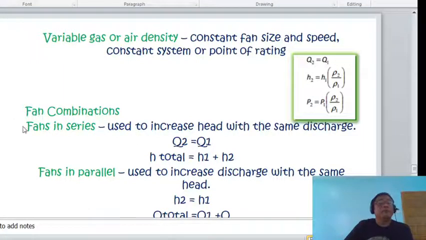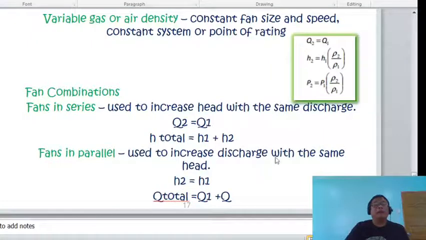Another is fan combination, fans in series. If the installation of fans is in series, Q sub 2 is equal to Q sub 1. Whatever is the discharge passing through the second fan shall also be equal to the discharge passing through the first fan. But the head will increase. If the fan capacities are the same, the total head will be doubled. Another is fans in parallel. Take note that if fans are installed in parallel, the head that the air is delivered at will not change, but the discharge will be doubled.